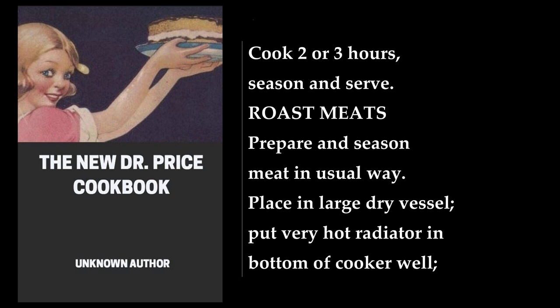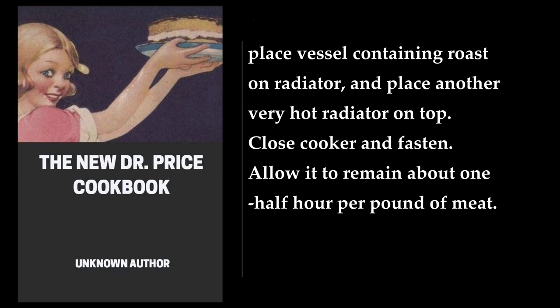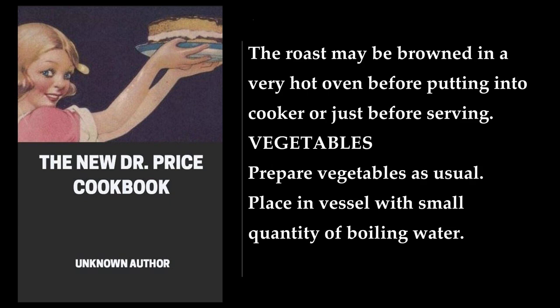Roast meats. Prepare and season meat in usual way. Place in large dry vessel, put very hot radiator in bottom of cooker well. Place vessel containing roast on radiator, and place another very hot radiator on top. Close cooker and fasten. Allow it to remain about 1/2 hour per pound of meat. The roast may be browned in a very hot oven before putting into cooker or just before serving.